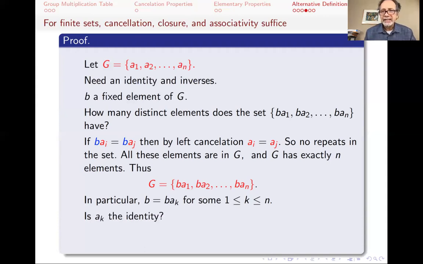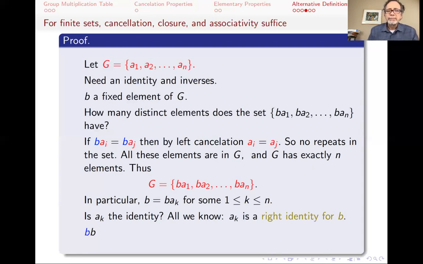Do we know that it's the identity? No, we don't. In fact, the only thing we know is that AK is the right identity, not even for all of G, but just for B. So B times AK is B is the only thing we know, but we now have to bootstrap that to show that AK is actually the right identity.